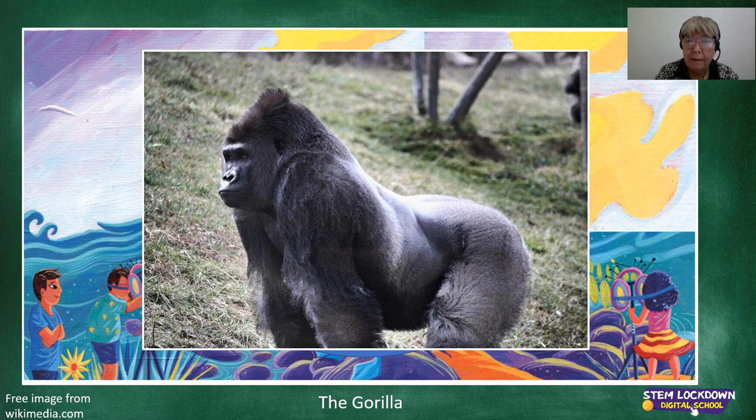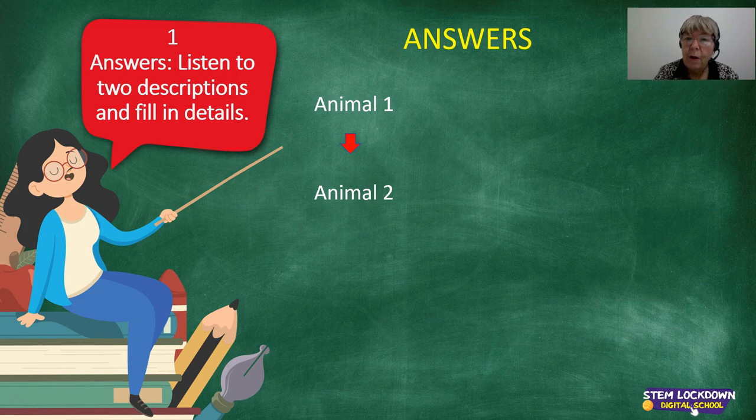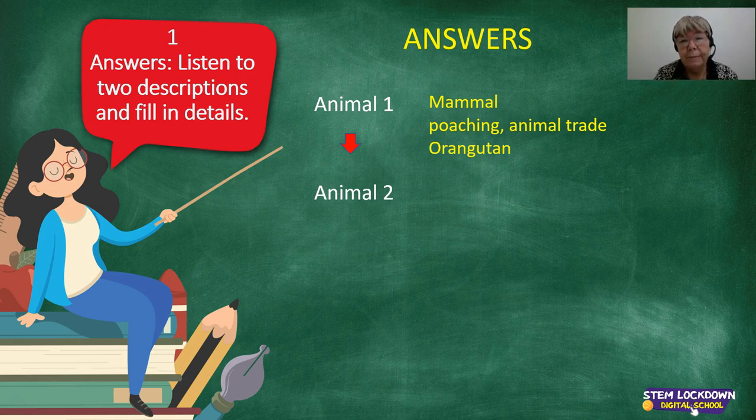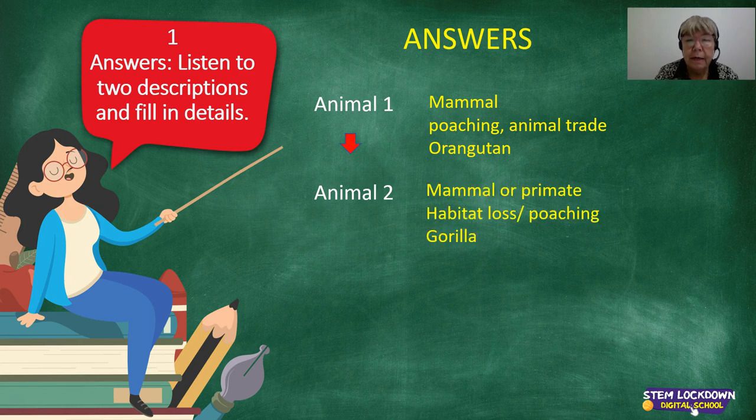Did you guess that one? So let's mark your work. The first animal was a mammal, and it's endangered because of poaching or the animal trade, and it is called the orangutan. The second animal is a mammal, but if you wrote primate, that's also okay. It's endangered because of habitat loss or poaching, and it's the gorilla.